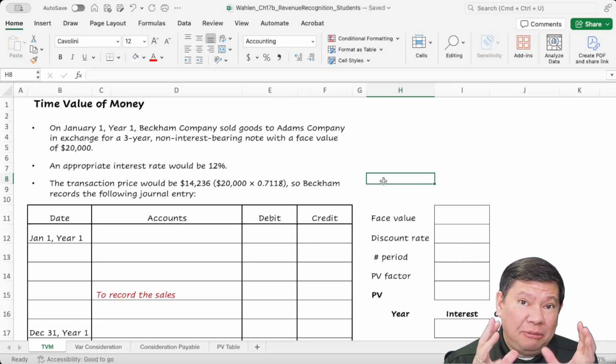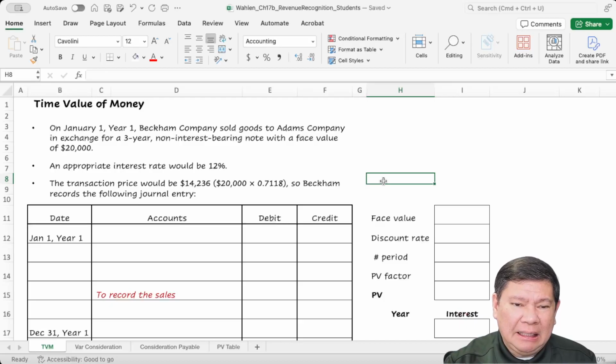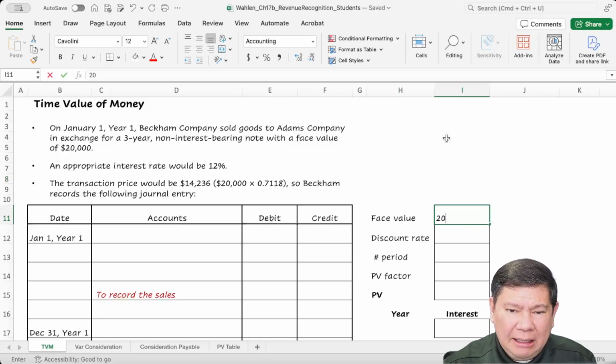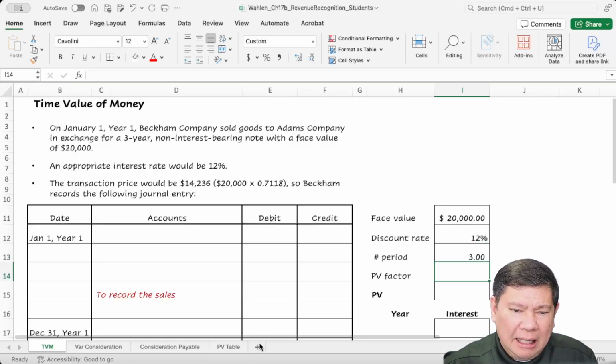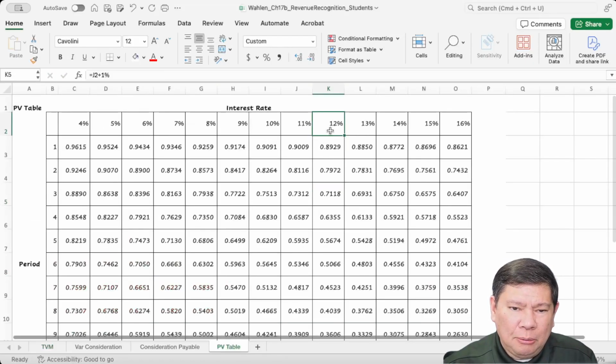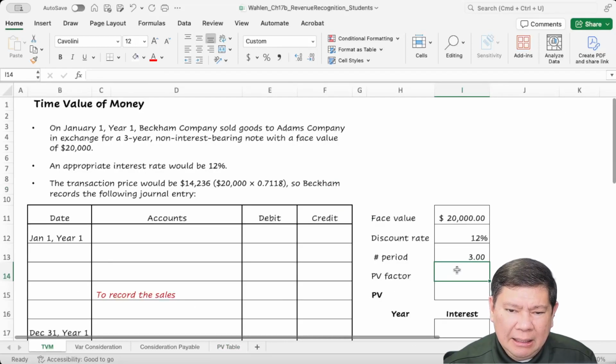payments. Now, because the future payment is only one time at the end of year 3, we are going to use the present value for a lump sum amount. Okay, we're going to receive $20,000, discount rate at 12%, 3 years from now. And if we look at our table, 12%, 3 years from now is 0.7118.